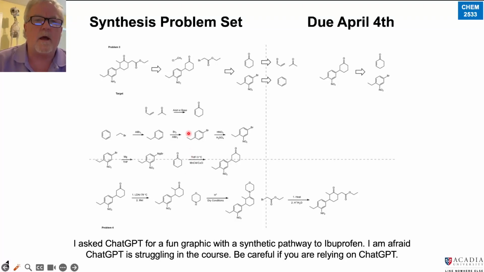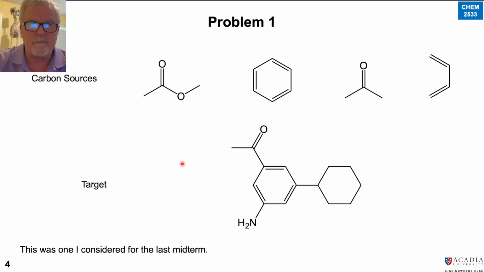Okay, so let's take a look at how we're going to do this synthesis problem set. We're going to just do a few of these today. Problem one is just to synthesize this compound. It's an aryl ring attached to a cyclohexane ring with some functional groups also attached to the aryl ring. How are we going to make this? These are our carbon sources. So let's think about how we're going to make this.